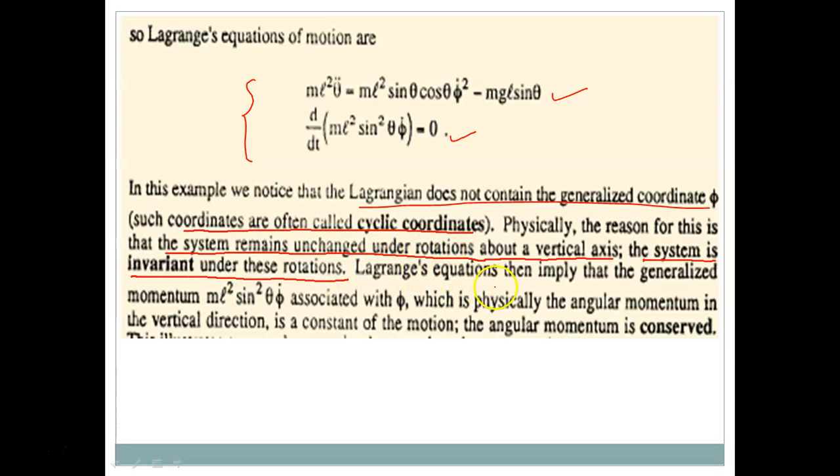The Lagrange's equations then imply that the generalized momentum m L squared sine squared theta phi dot associated with phi, which is physically the angular momentum in the vertical direction, is a constant of the motion. So we say the angular momentum is conserved.